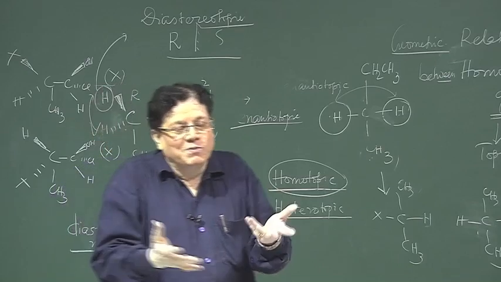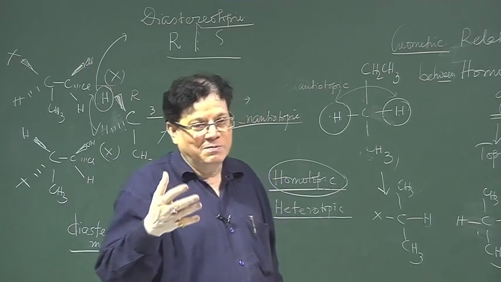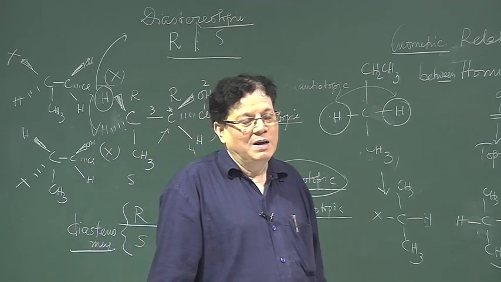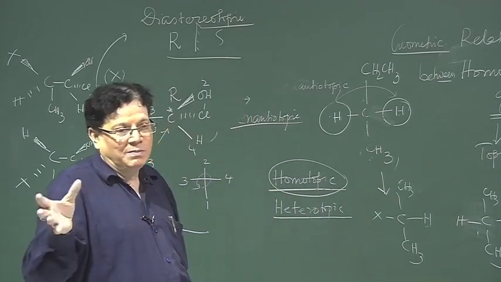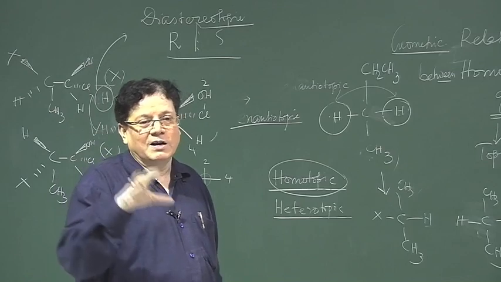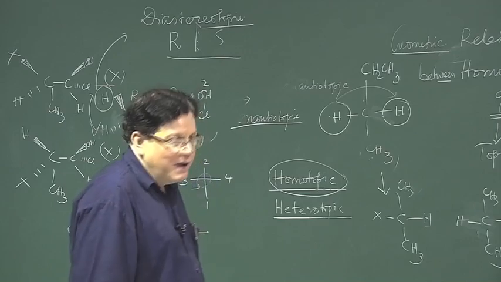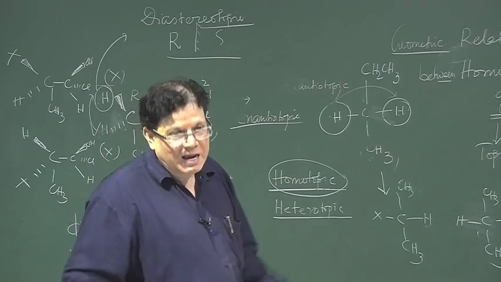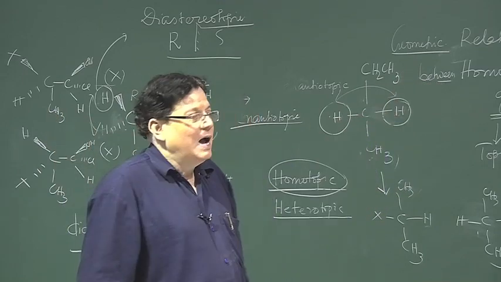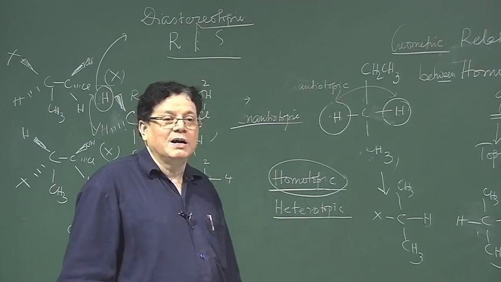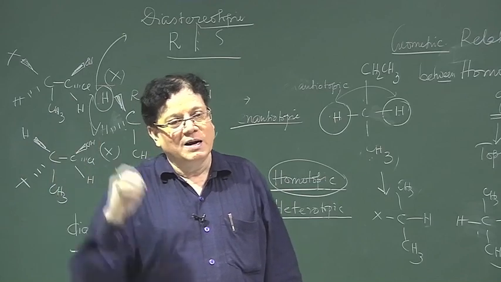What is the utility of knowing this topicity? The utility is their behavior towards different reagents. Homotopic ligands behave the same to every reagent, whether the reagent is chiral or achiral. Enantiotopic ligands behave similarly towards achiral reagents, that means reagents which do not have any chirality, and diastereotopic ligands behave differently all the time, whether it is a chiral reagent or an achiral reagent.